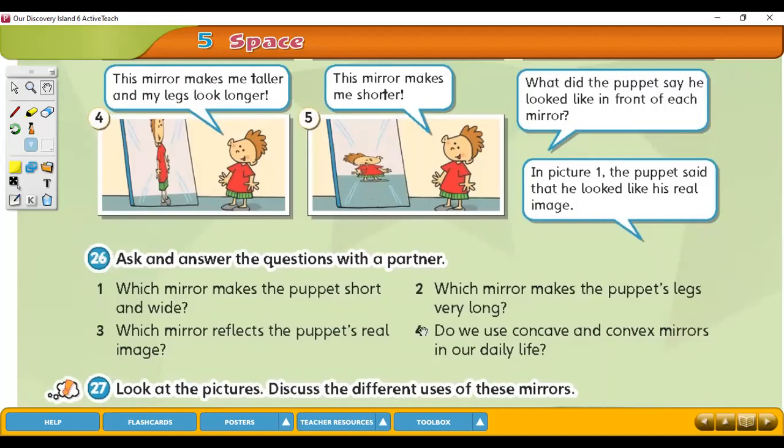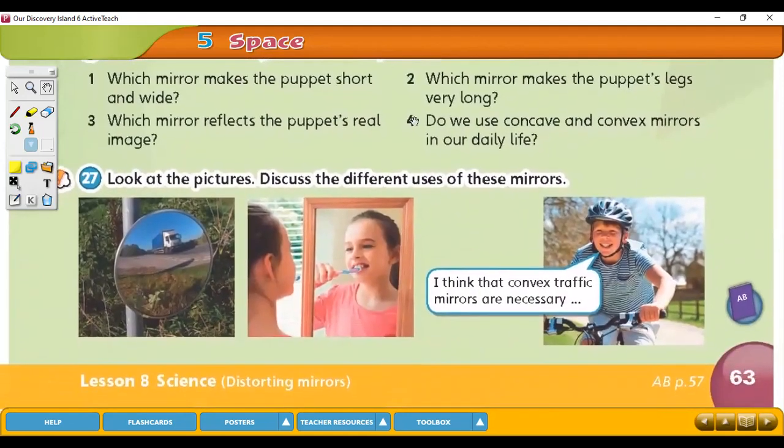Okay, now exercise 27. Look at the pictures, discuss the different uses of these mirrors. Here, the first one, where can we see these mirrors? In the road. Yes, we can see them, especially in the U-turns, if you're taking a turn. And why is it useful? Because it helps us to see if there are any cars coming from the opposite direction in the places that we cannot see. Okay, the second picture here, I think it's in our houses. You can think of all the different uses of the mirrors in your house.